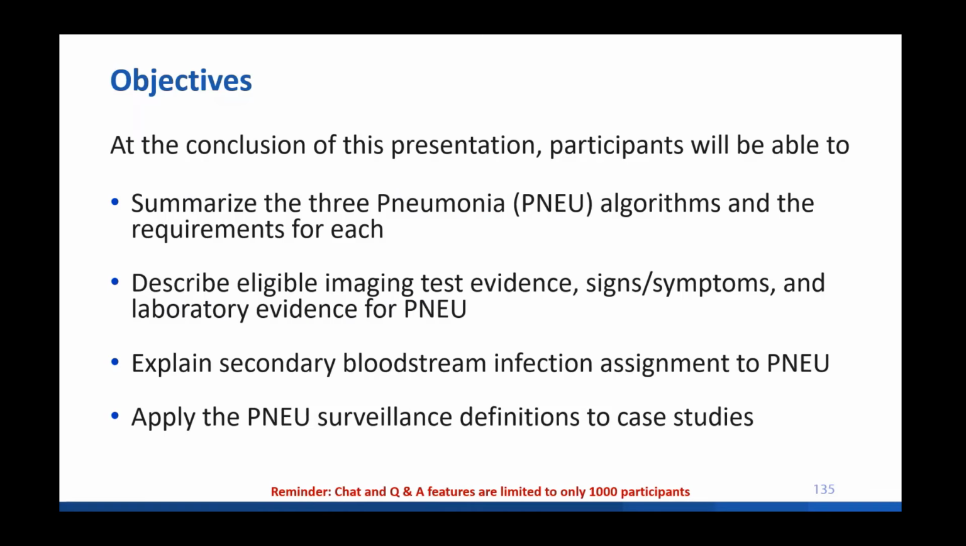The objectives for this session are to summarize the 3 pneumonia algorithms and the requirements for each, describe eligible imaging test evidence, signs and symptoms, and laboratory evidence for pneumonia, explain secondary bloodstream infection assignment to pneumonia, and apply the pneumonia surveillance definitions to case studies.